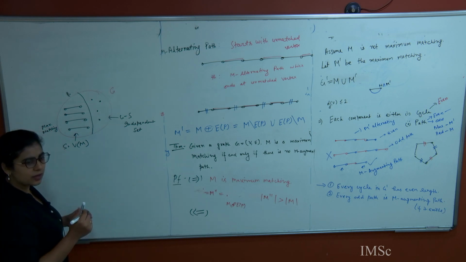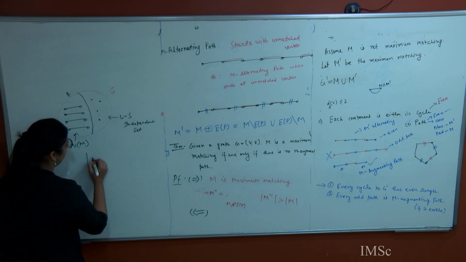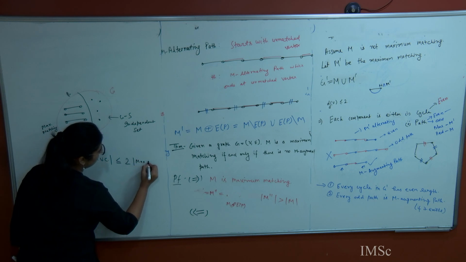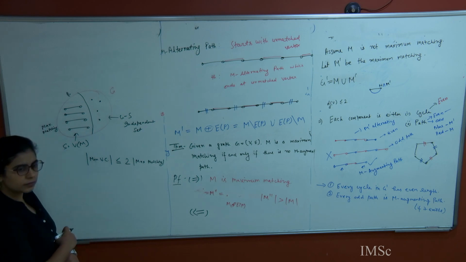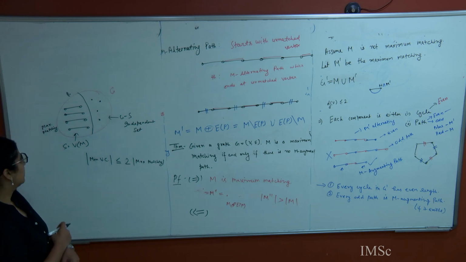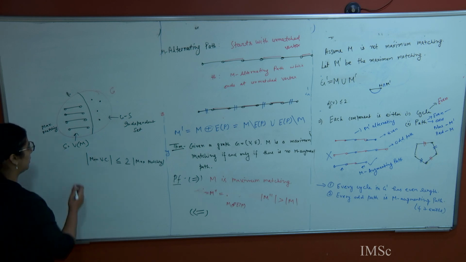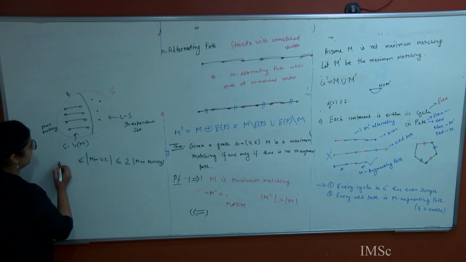Why is it a 2-approximation? Exactly. A matching is a set of independent edges, so for every edge, at least one endpoint should be in the vertex cover. So the minimum vertex cover size is at least the size of the maximum matching.